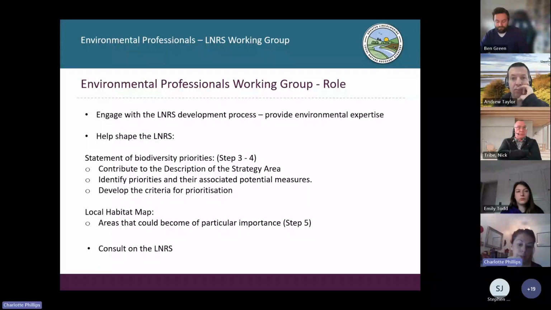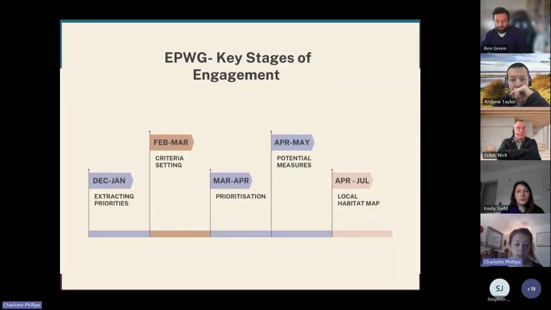Also, the local habitat map, and we're looking at step 5 there. Step 1, which I'm going to show you in more detail in a second, is very prescriptive. Step 5 is where we have our local input and we decide what we want on that map, areas that could become of particular importance to biodiversity. Also, of course, we would like you to consult on the LNRS and look at what we have put together.